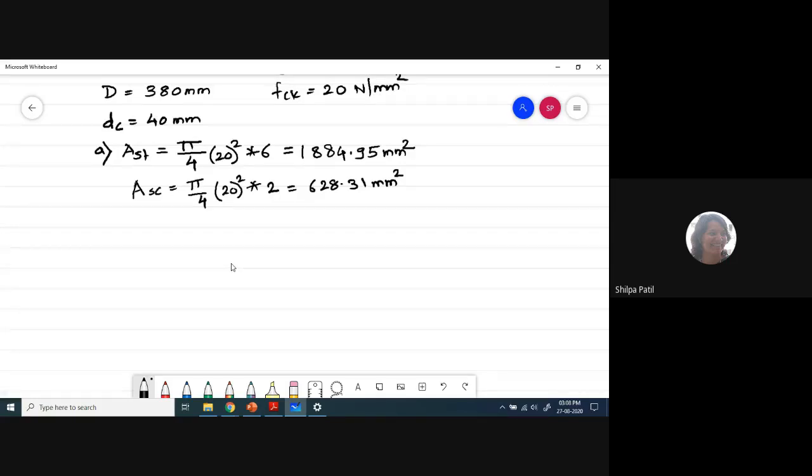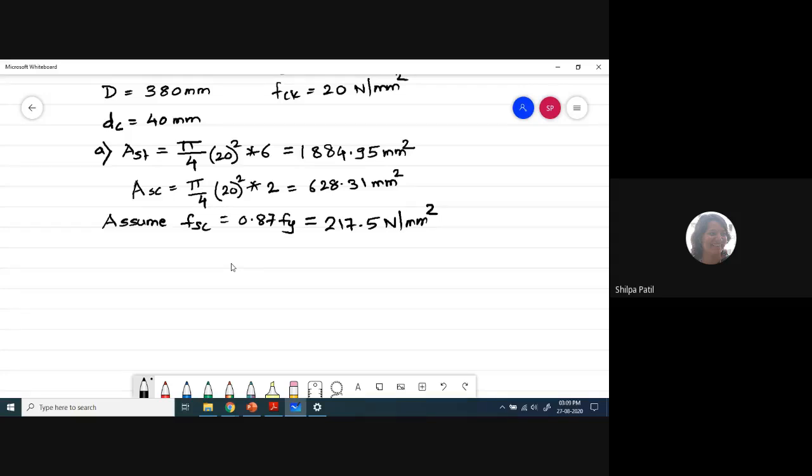So the first step, we have to assume FSC equal to 0.87 FY. Tell me this value, what you are getting. 0.87 FY equals 217.5 Newton per mm square.